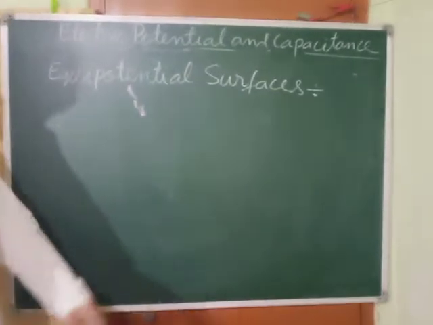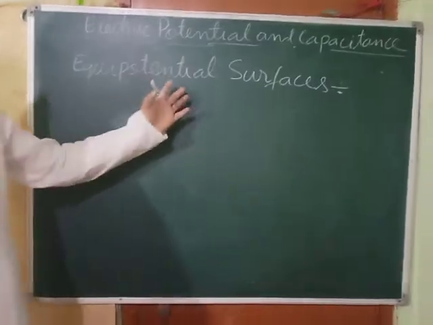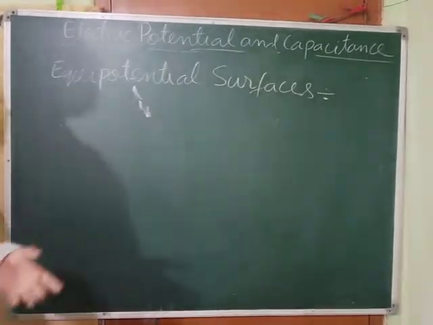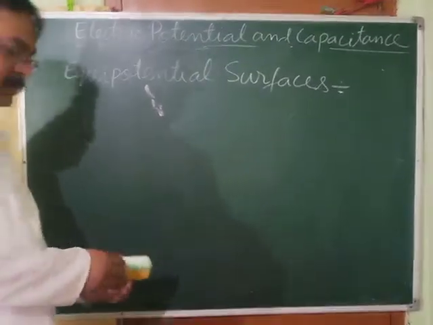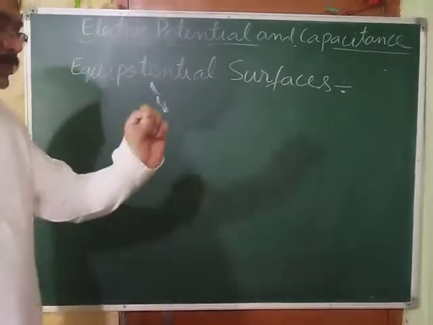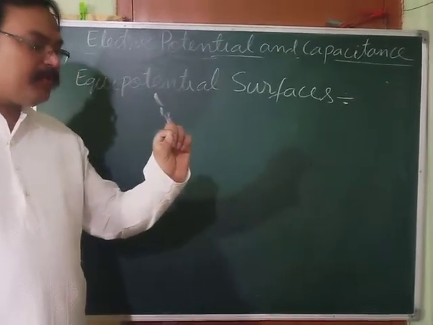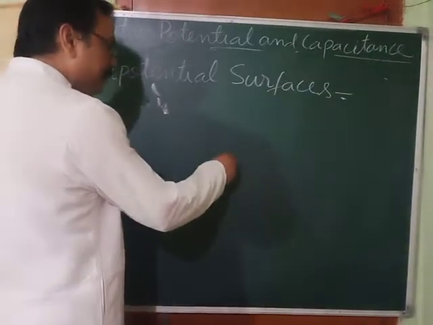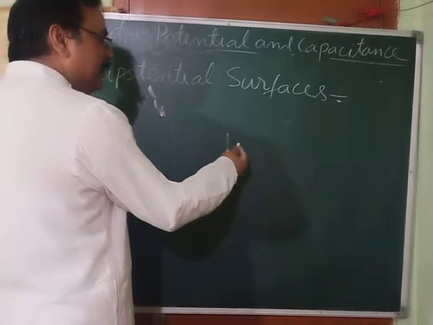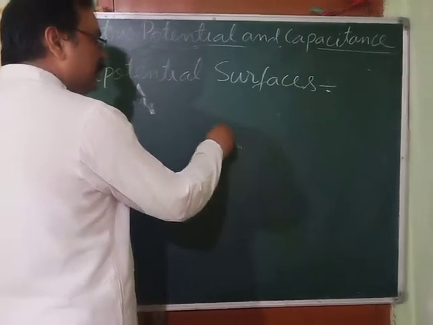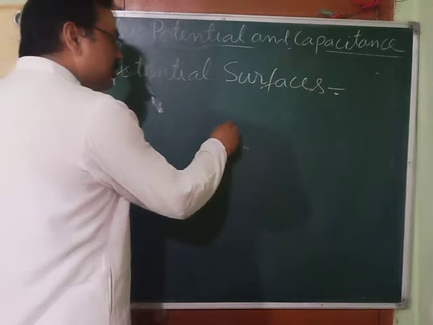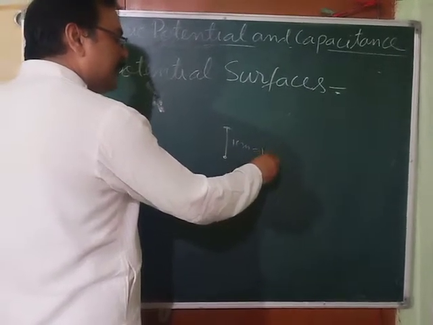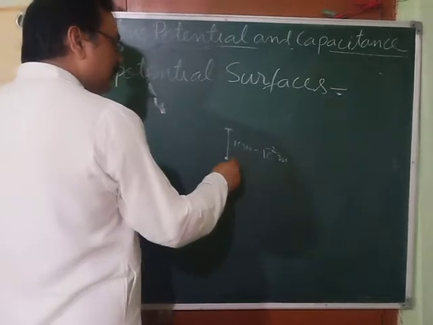So our next topic is equipotential surfaces. Now the question arises, what are equipotential surfaces? See, suppose you have got a point charge. Now from the point charge at a particular distance, suppose you take a distance of 1 centimeter. Whatever potential you will find there, 1 centimeter is how many meters? It is 10 to the power minus 2 meter. And suppose this charge is q.